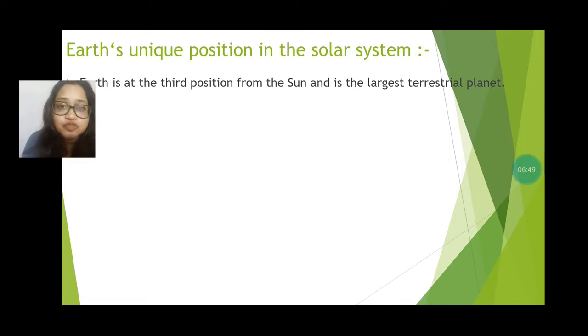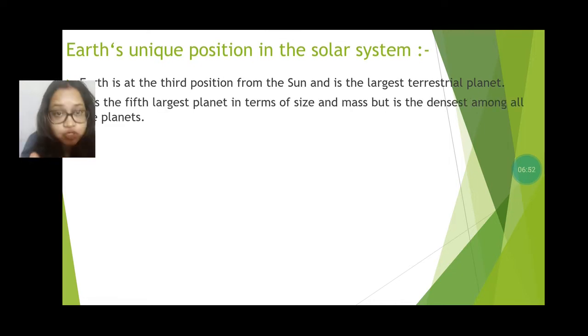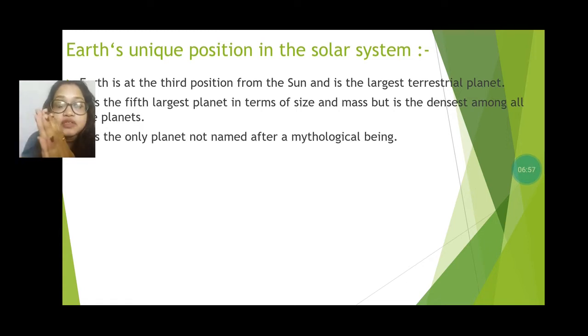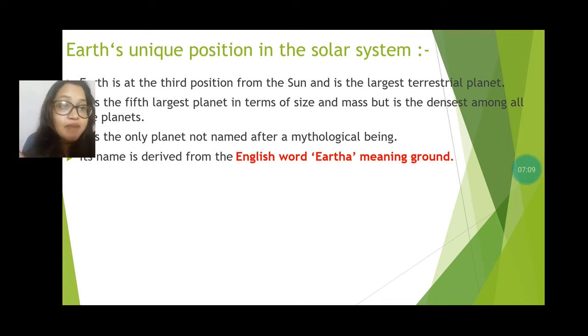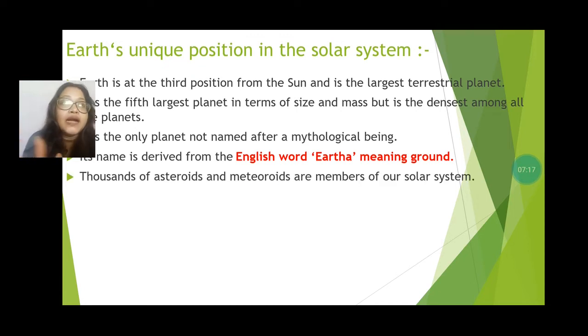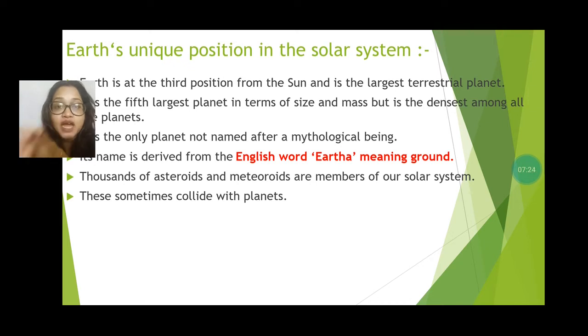Earth is the third position from the sun, and it's also the largest terrestrial planet, and the fifth largest planet in terms of size, but it is the densest among all the planets. It is the only planet not named after any mythological being, and its name is derived from the English word Erda, which means ground. Thousands of asteroids and meteoroids are members of our solar system, and sometimes collide with the planets.